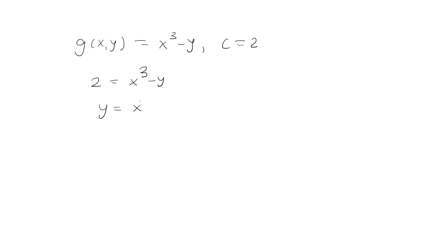Okay, now we want to find the level curve of the function at c equals 2 for g of x y equals x cubed minus y. So we're going to set g of x y equal to 2, and we have 2 equals x cubed minus y. So add y, subtract 2, we get y is equal to x cubed minus 2.